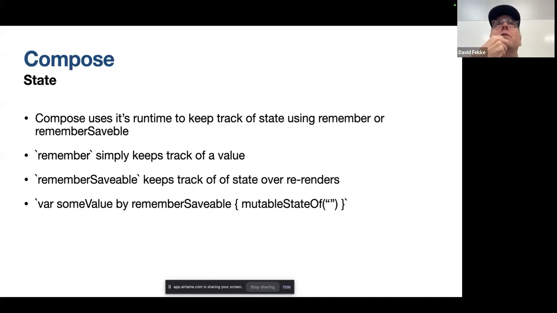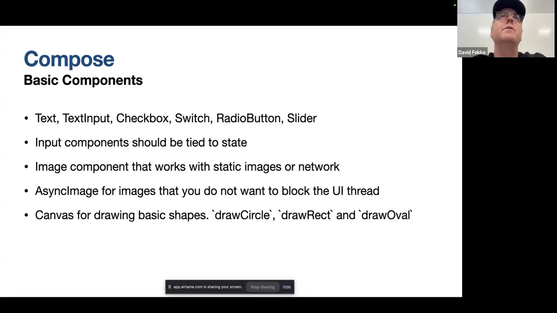An example of how you would use this is that you just define some value, but instead of saying equal to remember, you say some value by rememberSaveable, and then you specify a mutableState of whatever type it's supposed to be. In this case, it's a string for that example. Some of the other basic components are a text component, text input, checkbox, switch, radio button, and sliders. All the input components should be tied to state.